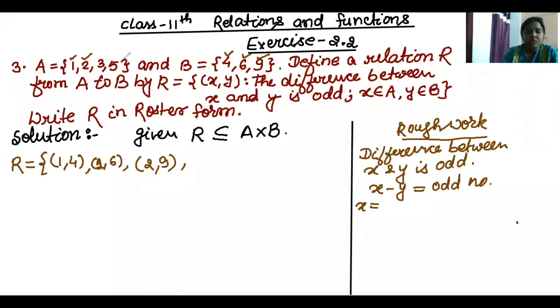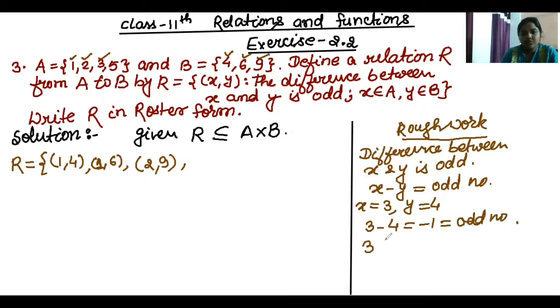Now x equals 3. So x equals 3 and y equals 4. So 3 minus 4 is -1. Yes, this is an odd number. So 3 is related to 4. So we'll write here (3, 4) belongs to R.